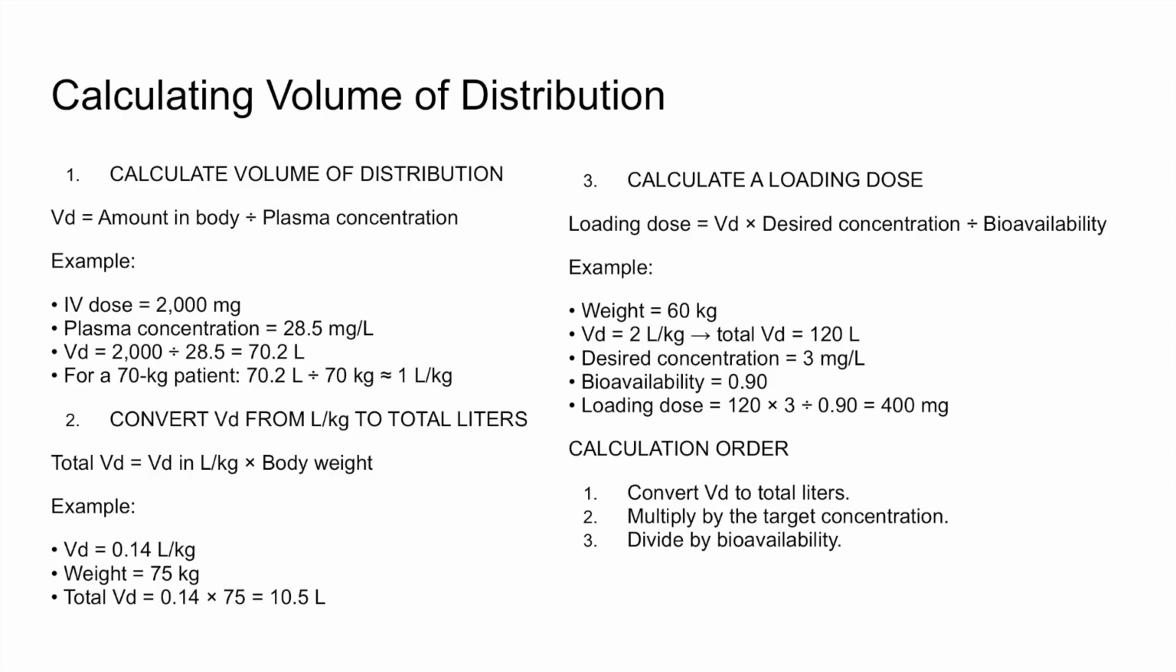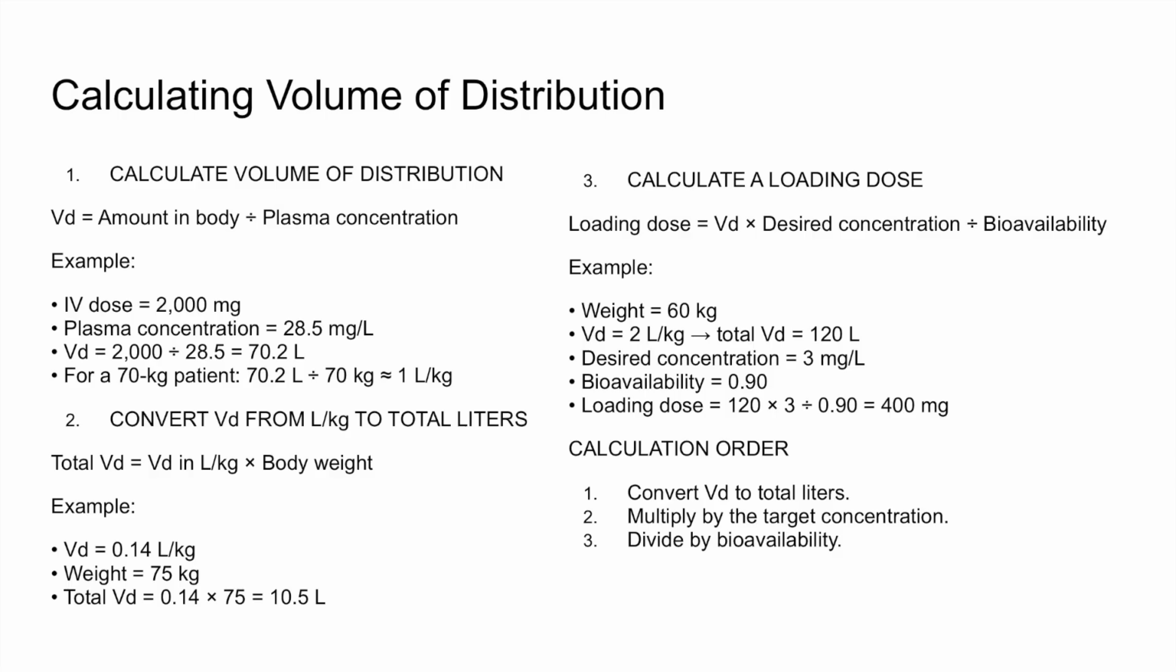With that said, calculating VD and loading dose. Volume of distribution equals the amount of drug in the body divided by its plasma concentration. So if a 2,000 milligram IV dose produces a concentration of 28.5 milligrams per liter, the VD is approximately 70.2 liters. For a 70 kilogram patient, that's about 1 liter per kilogram. When VD is given in liters per kilogram, multiply it by the body weight to obtain total liters. For example, 0.4 liters per kilogram multiplied by 75 kilograms equals 30 liters.